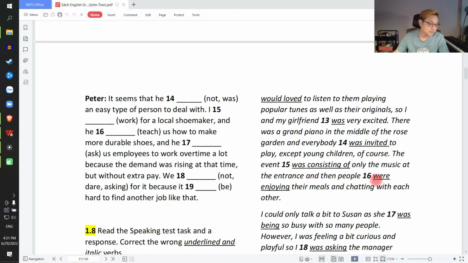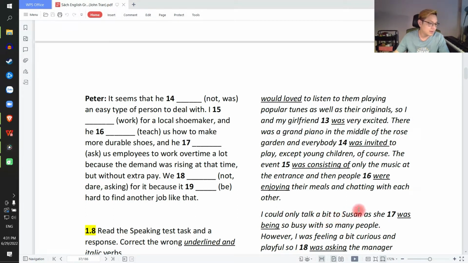And then people, 16 is were enjoying their meals and chatting with each other. It's correct because the fact they enjoy the meal and chat with each other can be continuous during that time. Cái sự hiển nhiên là cái chuyện mà họ thưởng thức cái bữa ăn và nói chuyện với nhau nó có thể mang tính tiếp diễn được chứ. Đương nhiên rồi. Cho nên là were enjoying được.